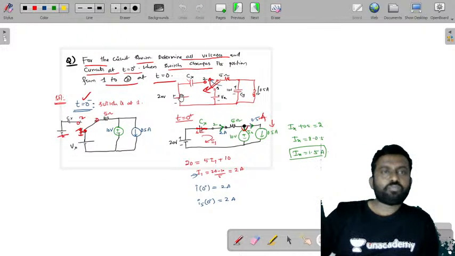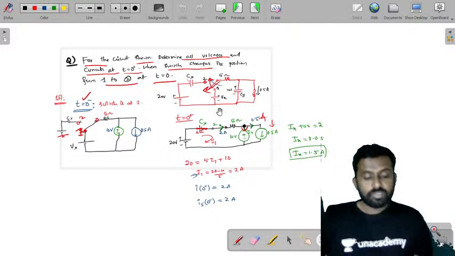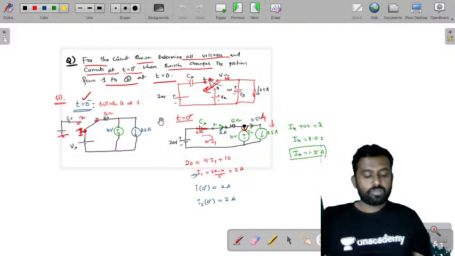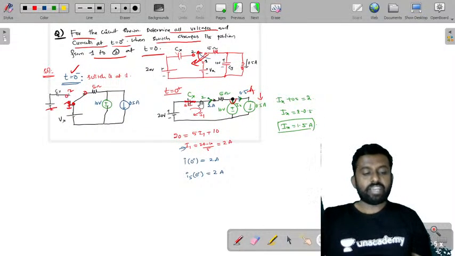Then we took one more problem wherein the capacitor and the inductor are already charged. Because they are charged, we take a voltage source in place of the capacitor and a current source in place of the inductor, and then we try to find the values.